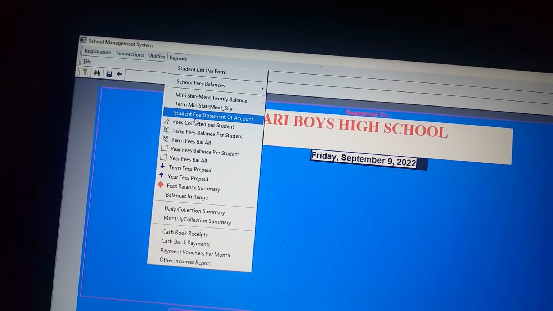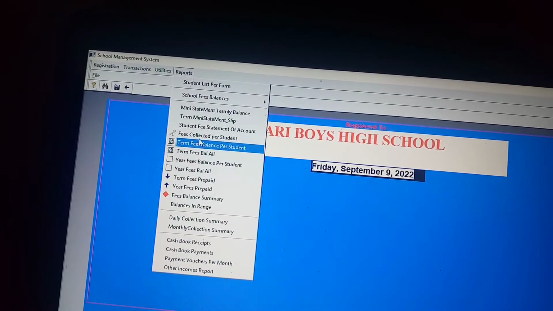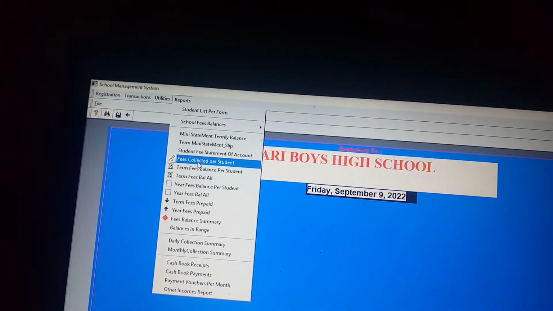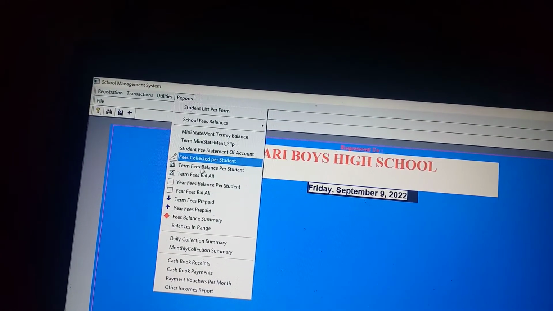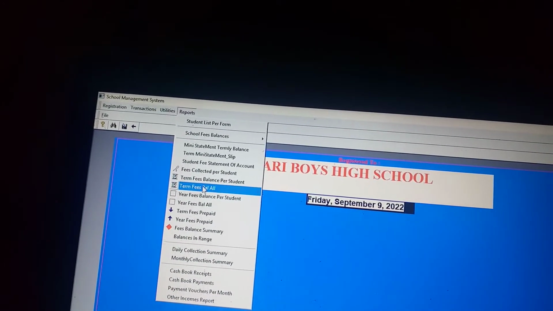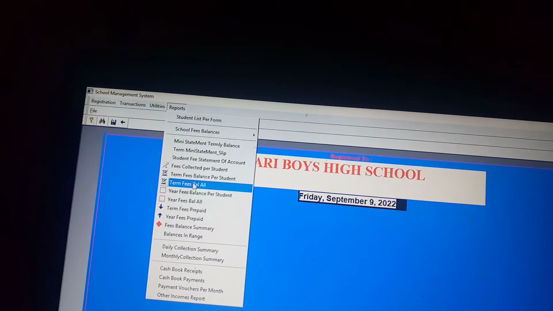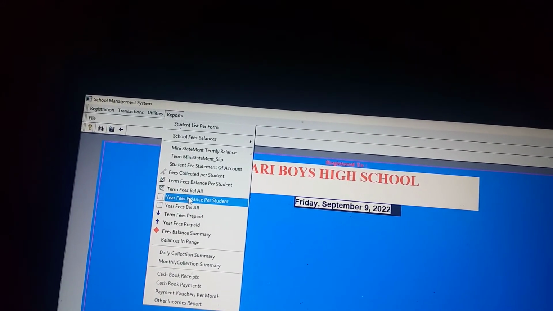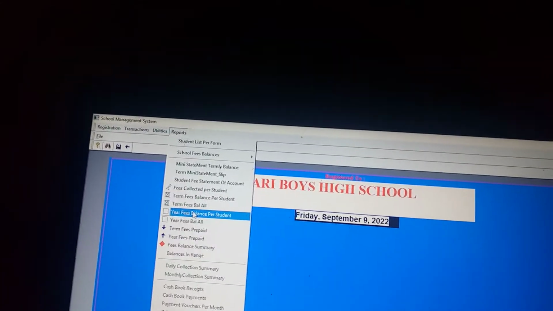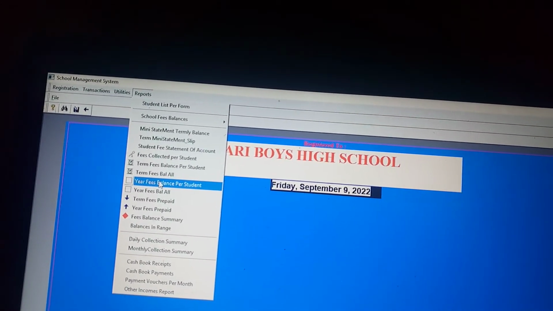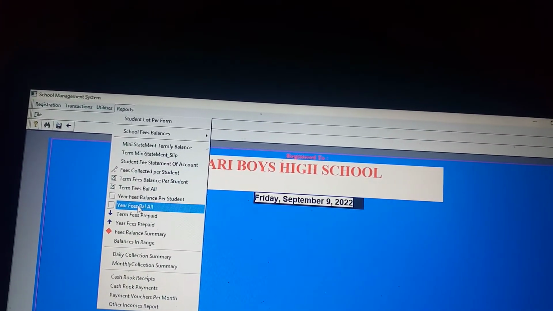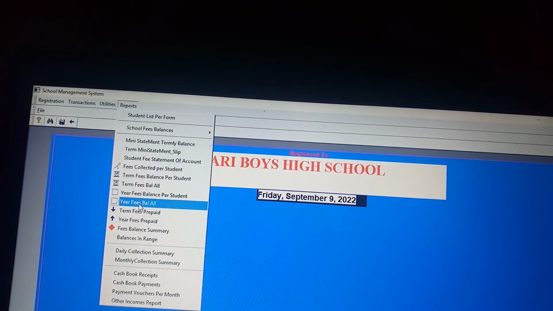Now we continue with the reports. We have fees collected per student. You can actually see the fees that have been collected per student. We can see term fees balance per student. We have term fees balance for all the students. We have year fees balance per student. So you only need to go to the report and see every student with their balance, yearly or termly. We have year fees balance for all. Now this is not per student, it is all of them.